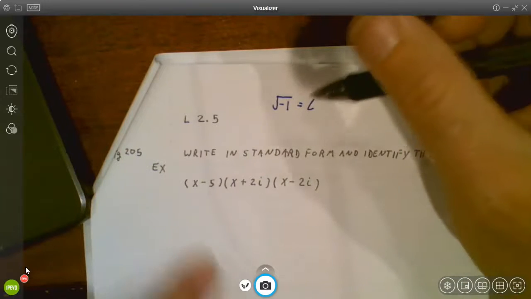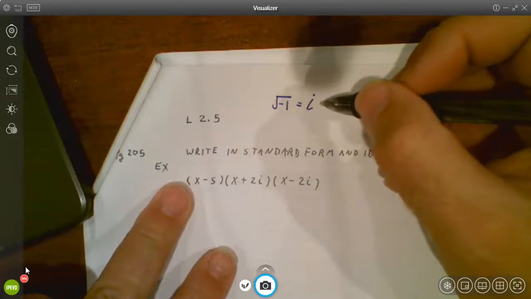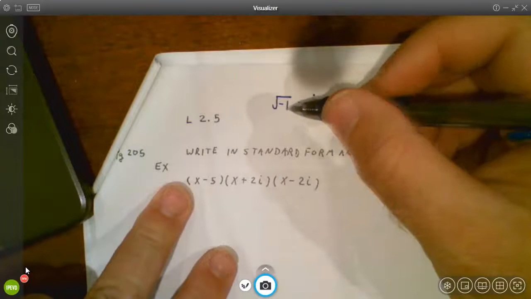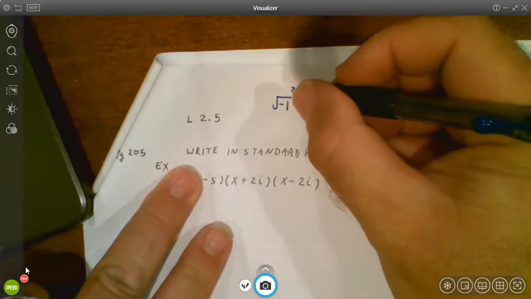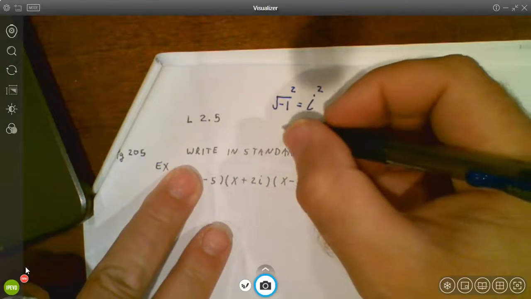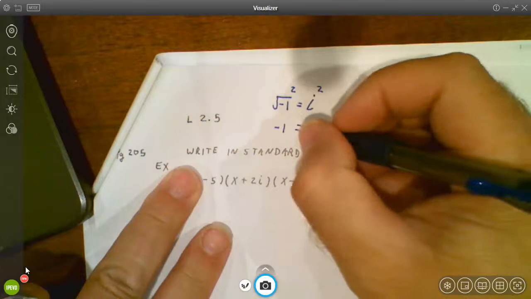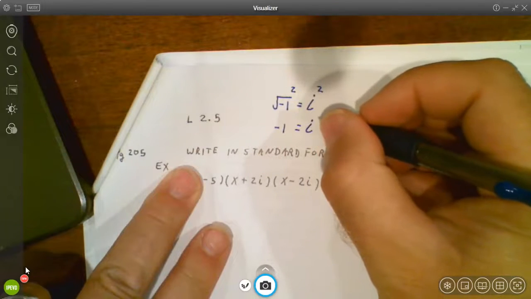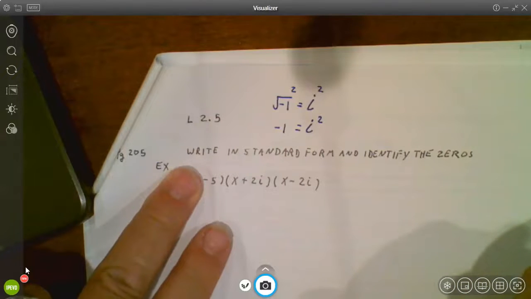The one thing I would say is, keep in mind that if i represents the square root of -1, well, if I square both of those, that tells us that i squared is -1. Okay, and that's going to come into play as we do problems like this.